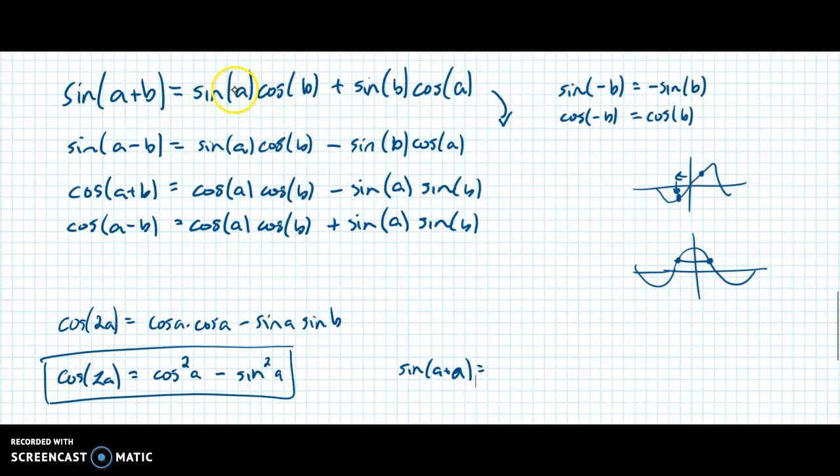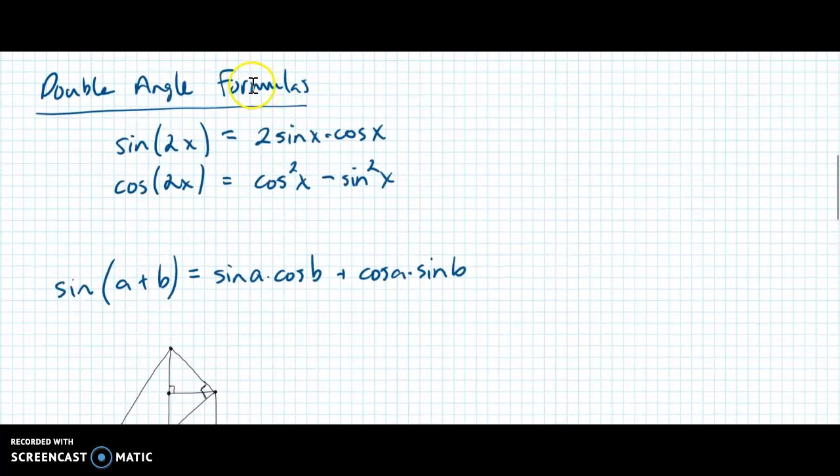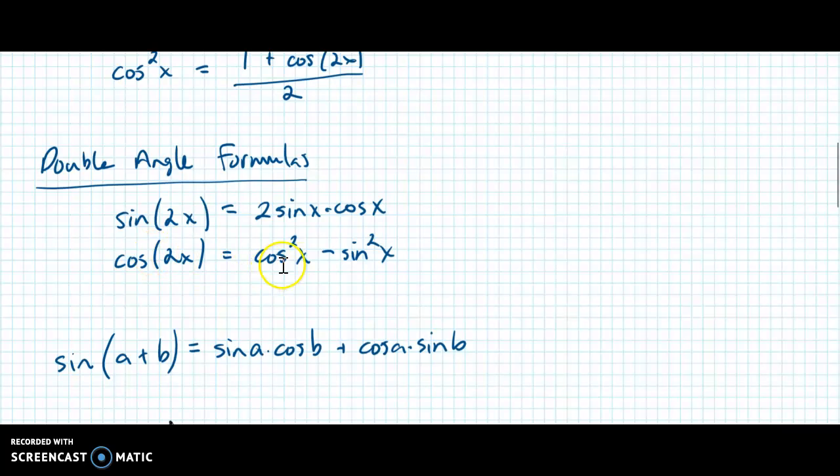All right, what do I get? Sine a cosine a plus, what do I get here? Sine, the b turns to an a, cosine a. Notice what this gives me is that the sine of 2a is equal to, there are two of those, they're the same thing, 2 sine a cosine a. So notice, boom, I've got the other double angle formula right there. And that matches this one right here. Bam, right? Because that's a multiplication.